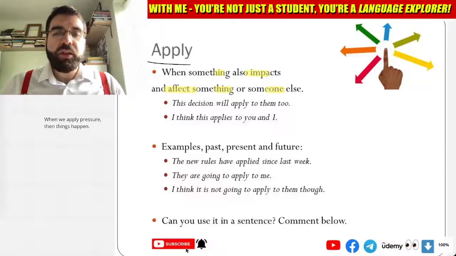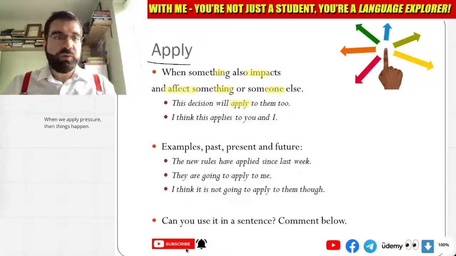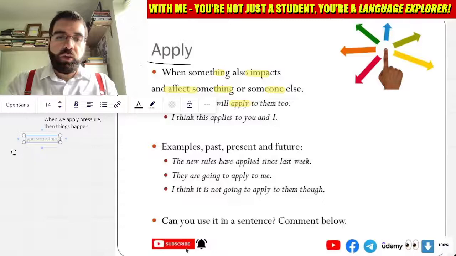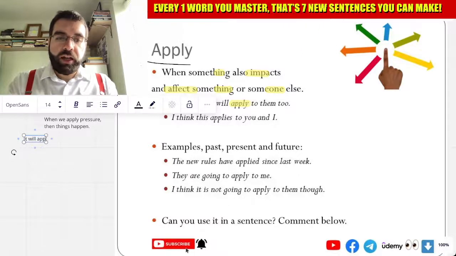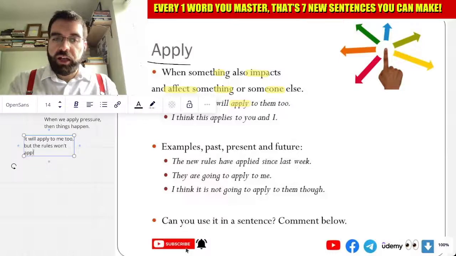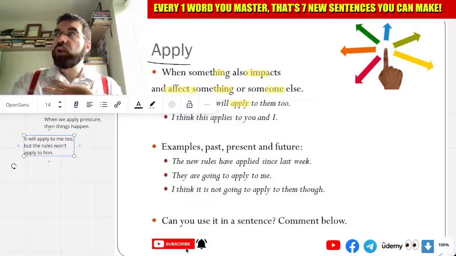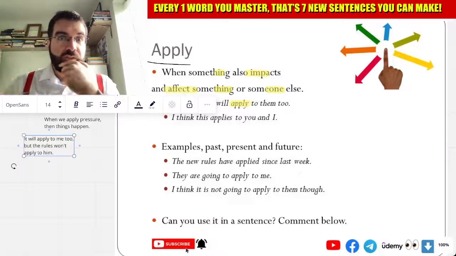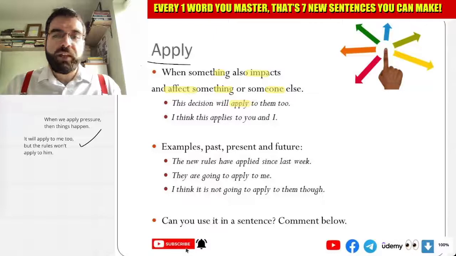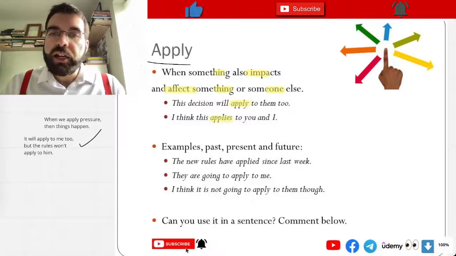The decision will apply to them too. It will apply to me as well, or apply to me too, but the rules won't apply to him. The rules will apply to me, but not to him. Yeah, that's the difference. How cool is that? I think this applies to you and I.